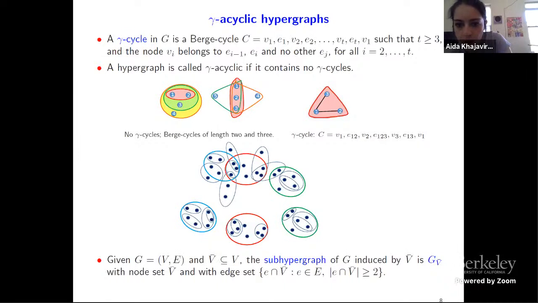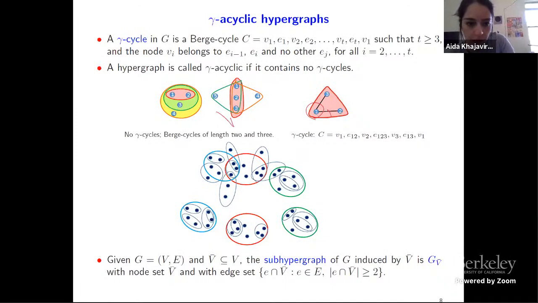I have V1, E12, V2, E123, V3, E13, V1. You can see here, for example, V1 is allowed to be in the intersection of all three edges, but the two other nodes should be in exactly two edges. Now, I claim gamma acyclic hypergraphs are much more general than Berge acyclic ones. For example, in a gamma acyclic hypergraph, you can have Berge cycles of arbitrary length.